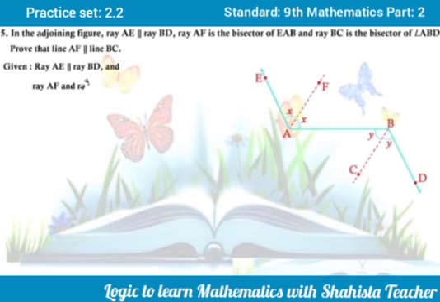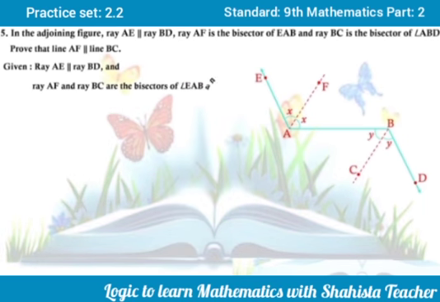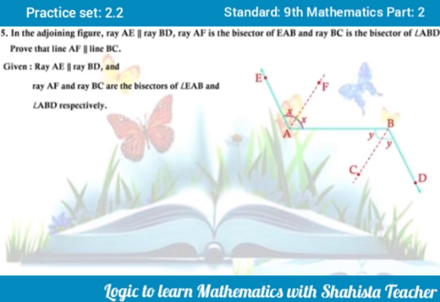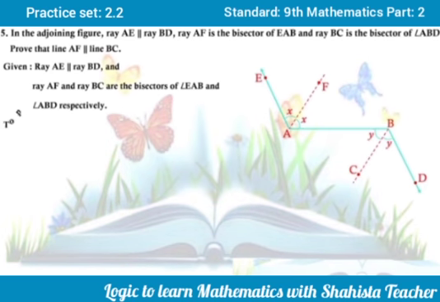Now ray AF and ray BC are bisectors. That means they are bisectors of angle EAB and angle ABD respectively, because they both are acute angles. So here you can see this above side and below side: here EAB and here ABD.